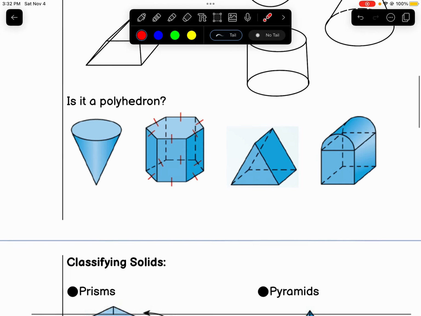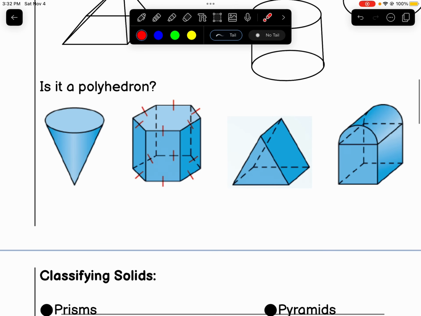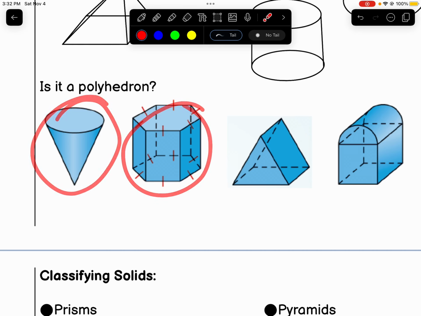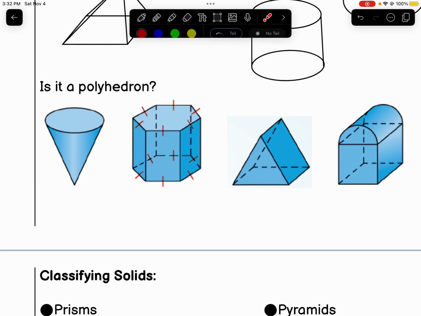Now we get to practice identifying our 3D solids. We're asked, is it a polyhedron? Well, this right here, this upside down cone, is that a polyhedron? We're going to say no.